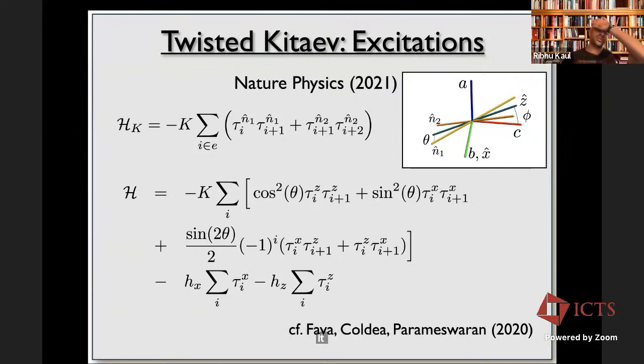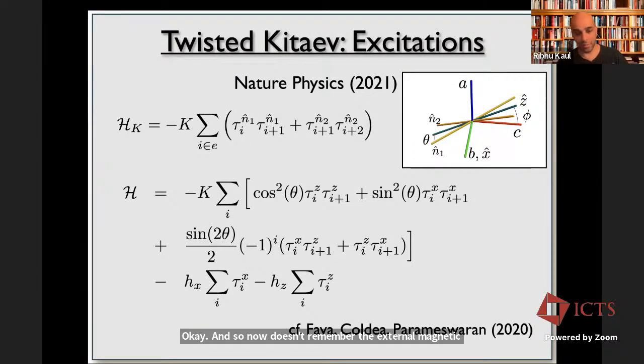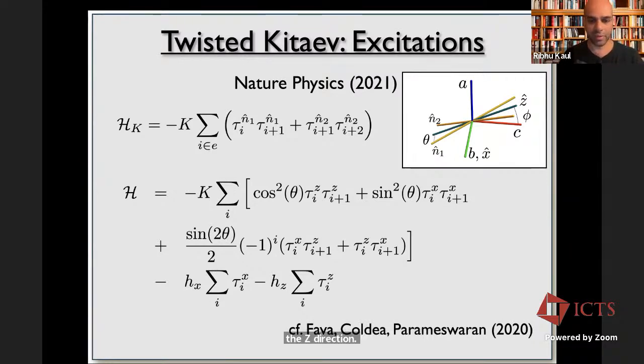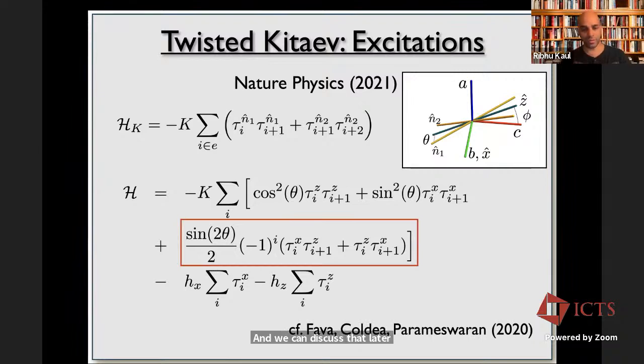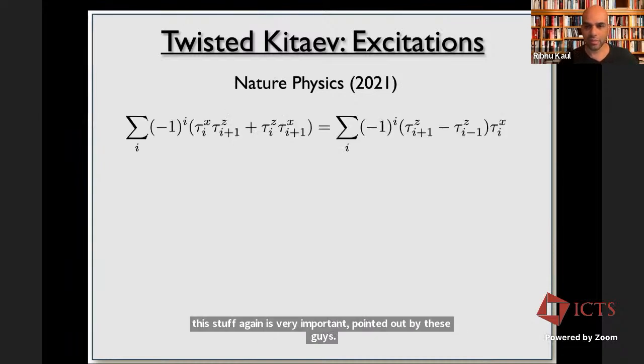Okay, and so now remember the external magnetic field, which was perpendicular to the AC plane, is now along the x-axis. So this is the experimental direction of the magnetic field. And finally, we're going to put a magnetic field along the Z direction. The interesting point is actually this field, which is generated by the neighbors, doesn't have to be by symmetry along the Z direction. It cannot be in the X direction, but it can have a component in Z or Y. But for simplicity, everyone just takes the Z direction. And we can discuss that later if people are still interested. Okay, so this term again is very important, pointed out by these guys first.